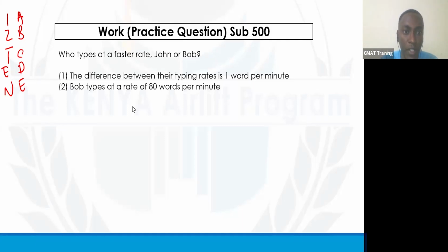So the first statement: the difference between the typing rates is 1 word per minute. It might be John that has the higher rate or Bob that has the higher rate. So this does not give us enough information for us to confidently say it's John that types faster or Bob that types faster. So this is not sufficient. If one is not sufficient, then A is out and D is out.